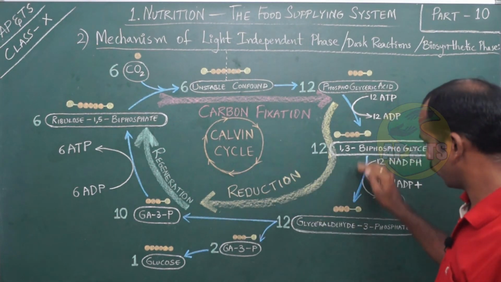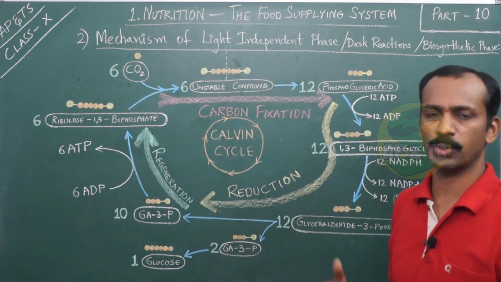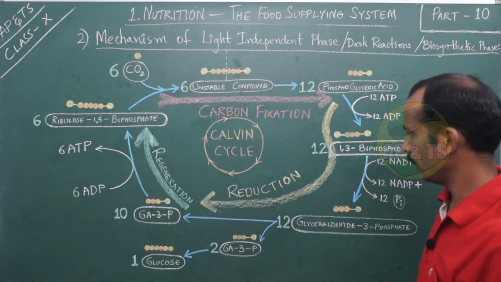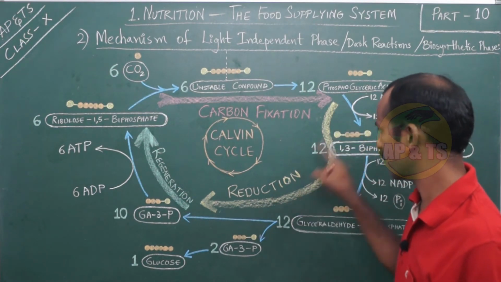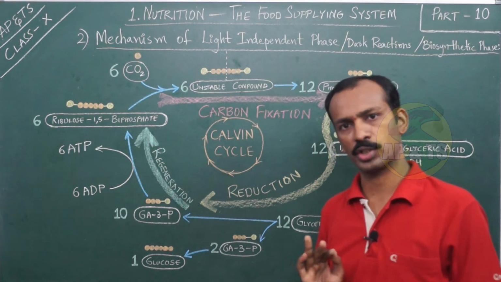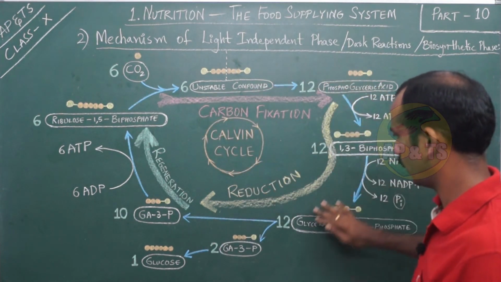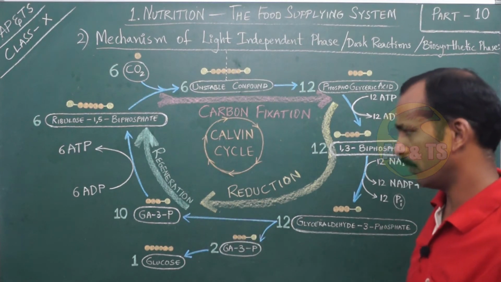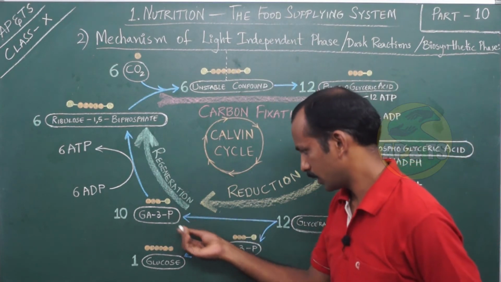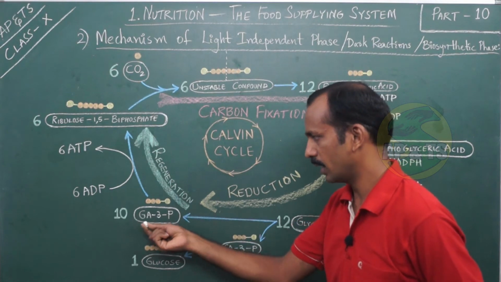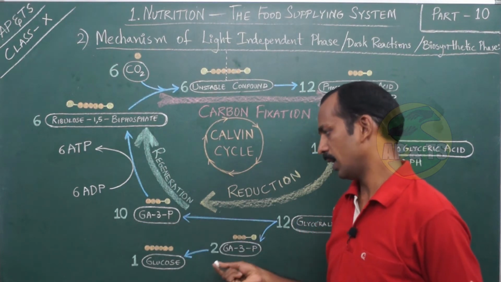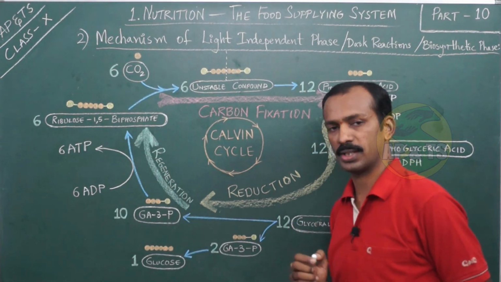What is happening during this stage? Reduction is going on, reducing. Okay children? So this substage or subphase is called reduction. Okay? So we have completed carbon fixation and reduction. Now we will see this 10 glyceraldehyde 3-phosphates and the 2 glyceraldehyde 3-phosphates.